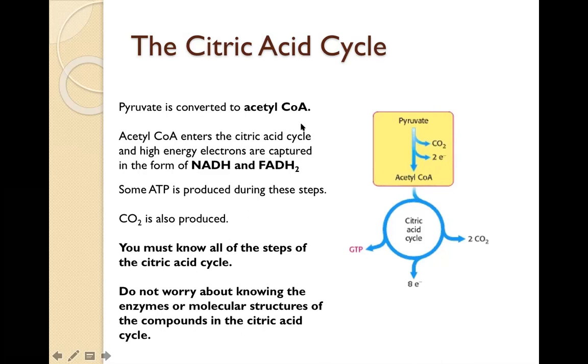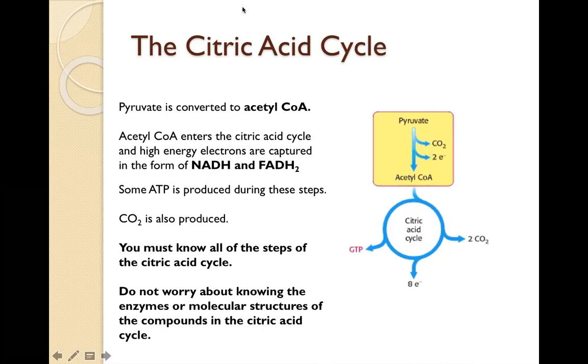While this goes through the citric acid cycle, there are high energy electrons that are captured in the form of NADH and FADH2. There is a little bit of ATP produced during these steps, but it's very minimal. This is the step where we get all of our carbon dioxide produced as well. So the citric acid cycle, unlike glycolysis, takes place in the mitochondria.